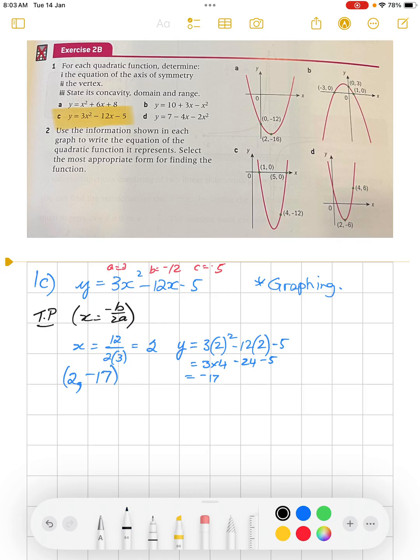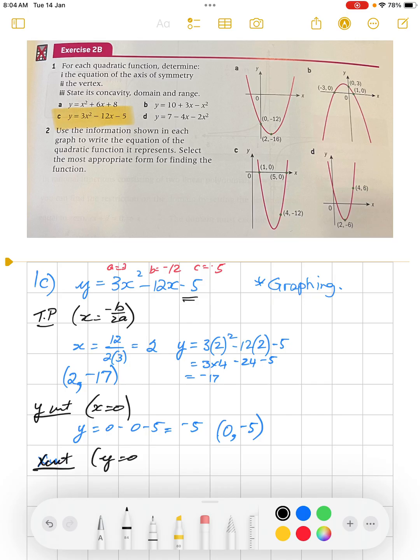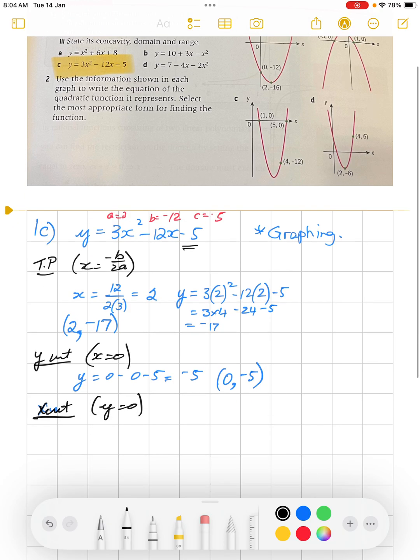Now let's find the y-intercept, and that happens when x equals 0. It crosses the y-axis at the constant on the end, or you can substitute 0: y equals 0 minus 0 minus 5, negative 5. So it's crossing the y-axis at 0, negative 5. And its x-intercepts, where does it cross the x-axis? That happens when y equals 0. So we substitute 0 in for y: 0 equals 3x squared minus 12x minus 5.